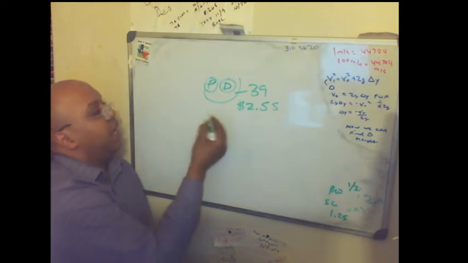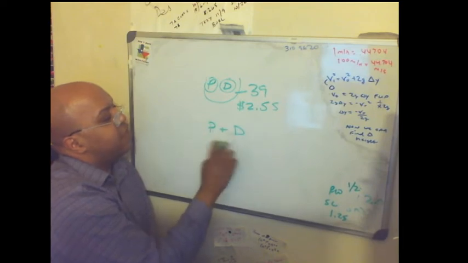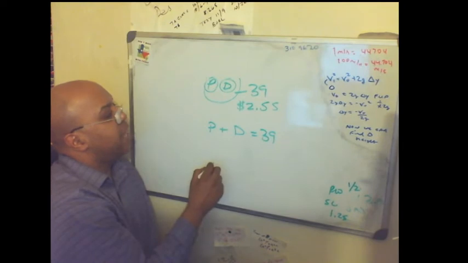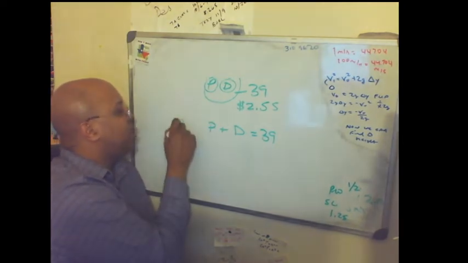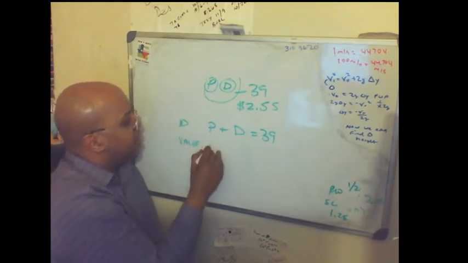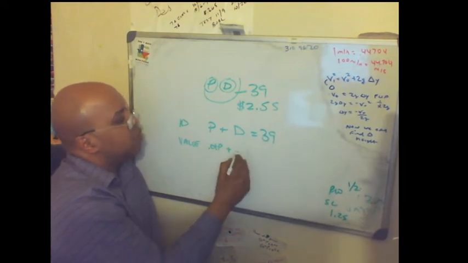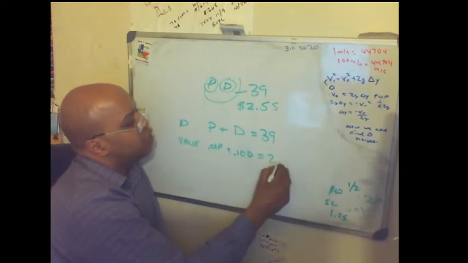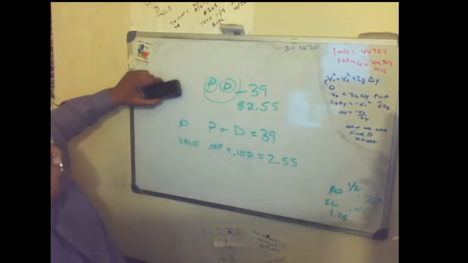Alright, and you have pennies plus dimes. We identify the actual coins, and we place 39 next to that. Then the penny we have to value after, so we ID on one line, and then we value on the second line. So we have 0.01 P, that is what a penny is equal to, and a dime is 0.10 D equals $2.55.